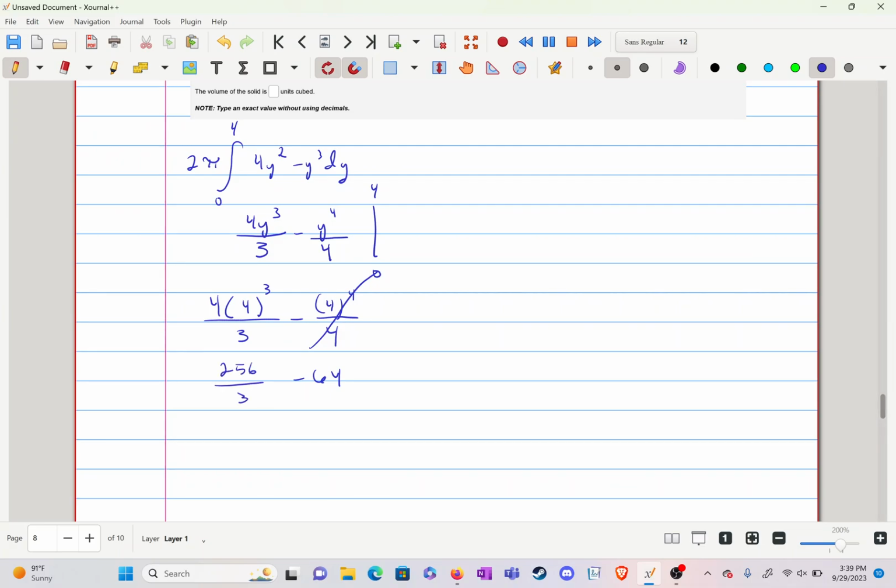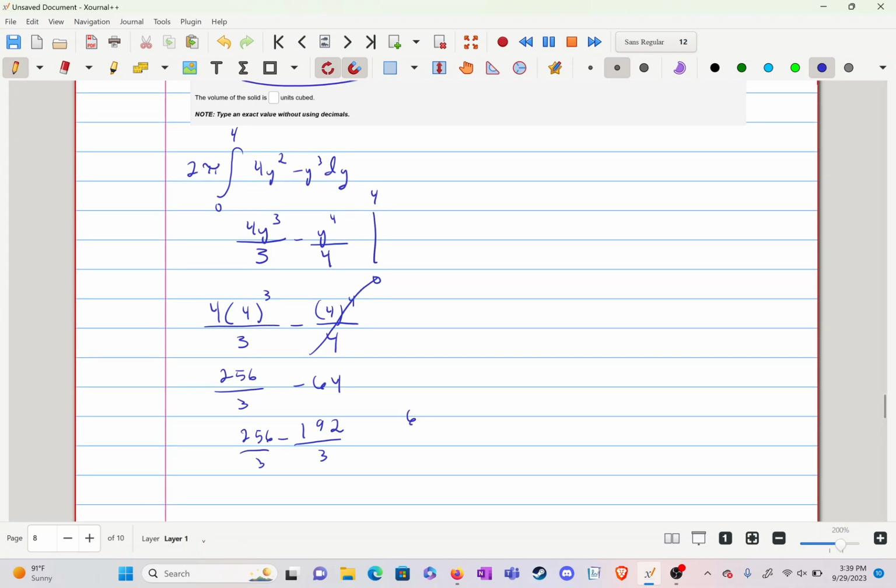So 64 times 3 is 192. There we go, over 3. 256 over 3 minus 192 over 3 is 64 over 3. Times our 2 pi, which is equal to 128 over 3 times pi, and that is our volume for question 8.